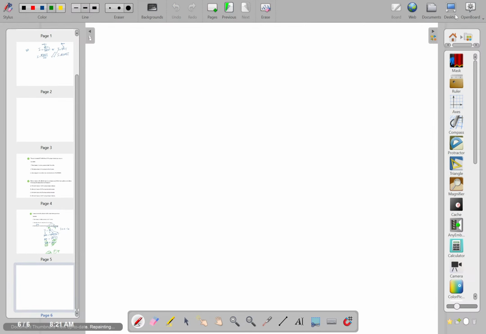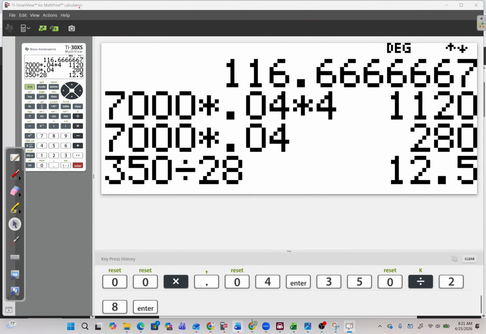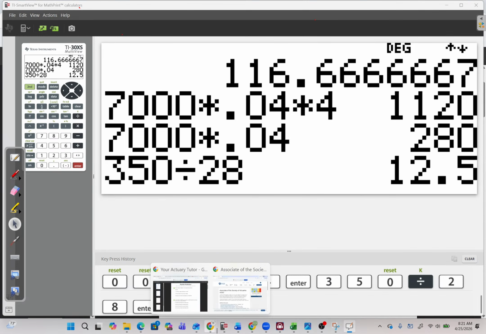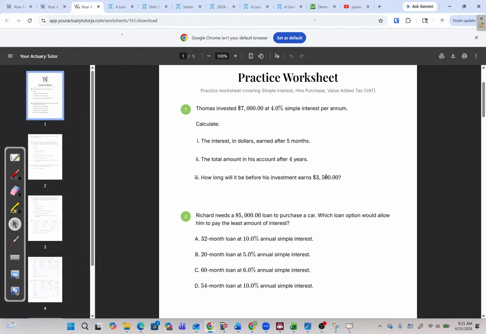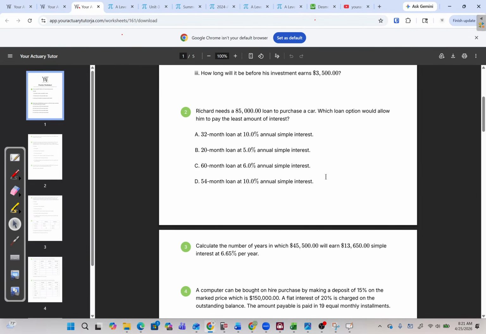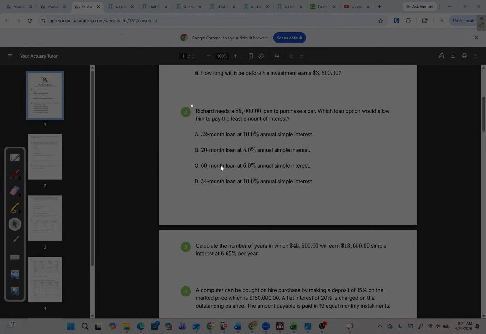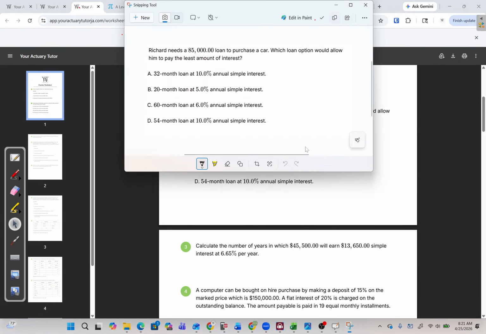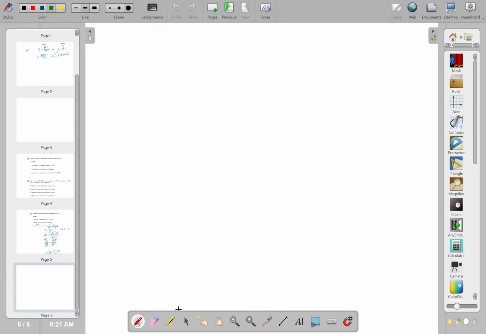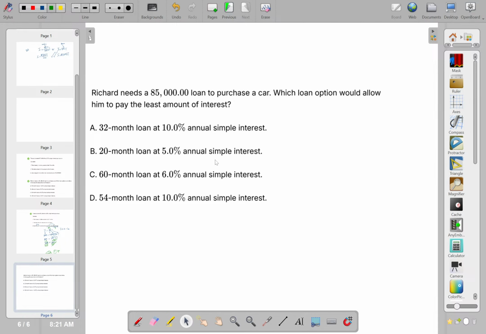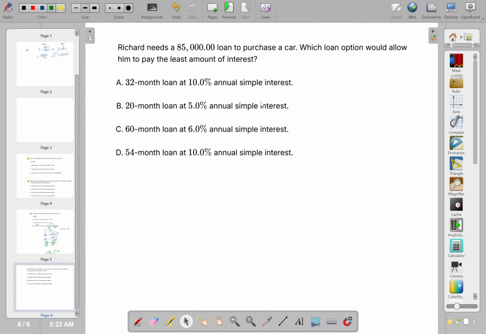Ready, set, go. Boom. All right. Where are we? We're going to go back to the worksheet that we created. All right. We'll have Ricardo. And he has different simple interest things. So let's kind of go through that. Ricardo. Let's do it. Let's knock it out quickly. All right, let's go. Ready, set, go. So we have Ricardo. He needs an $85,000 loan to purchase a car.